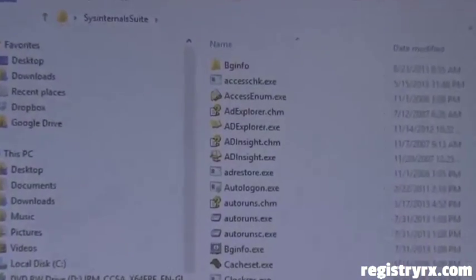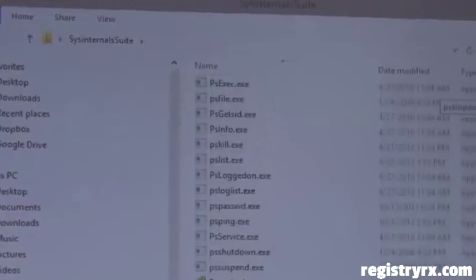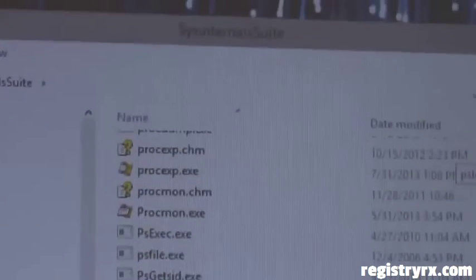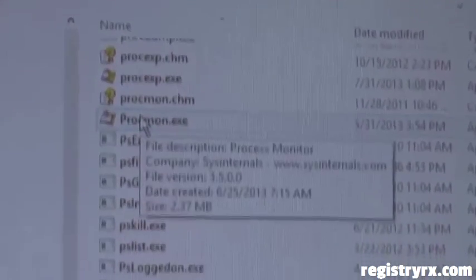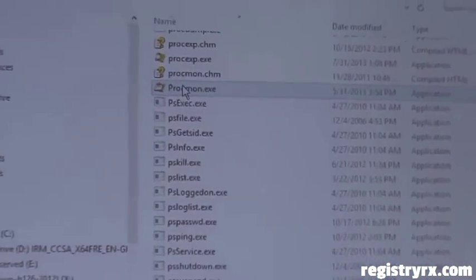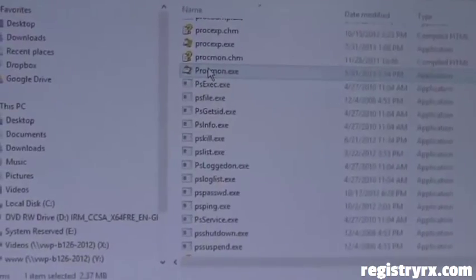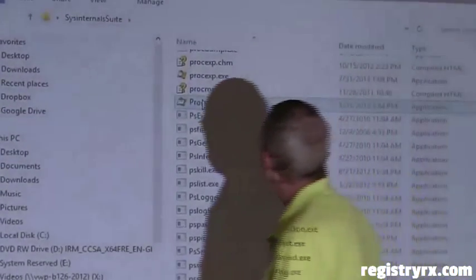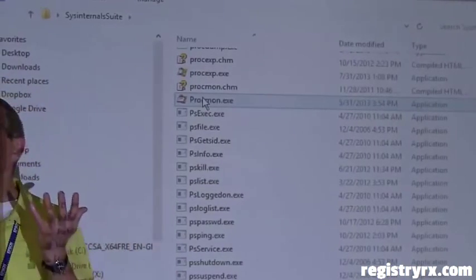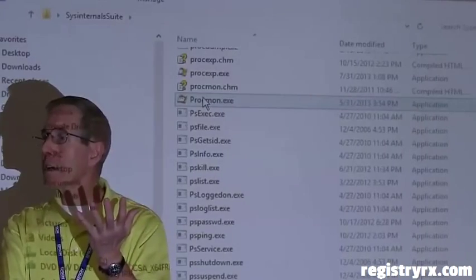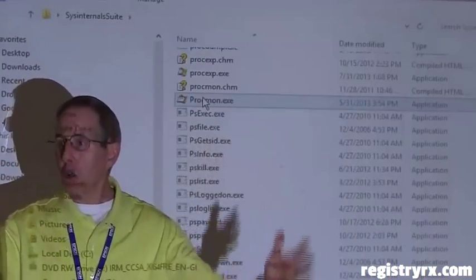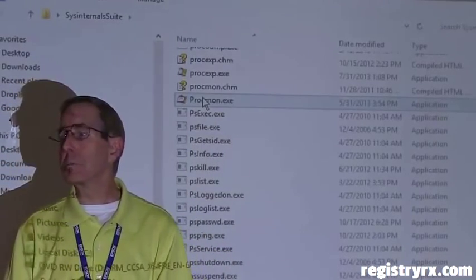Sysinternals is a suite of tools that Mark Russinovich and another gentleman wrote, and they allow us to see things that normally are not easy to see. I'm going to be using a tool called Process Monitor. Take a look, I've highlighted it. This is a very powerful tool. It is very similar to another tool that you are going to learn for network called Wireshark. Process Monitor allows us to look at all the activity of the operating system.